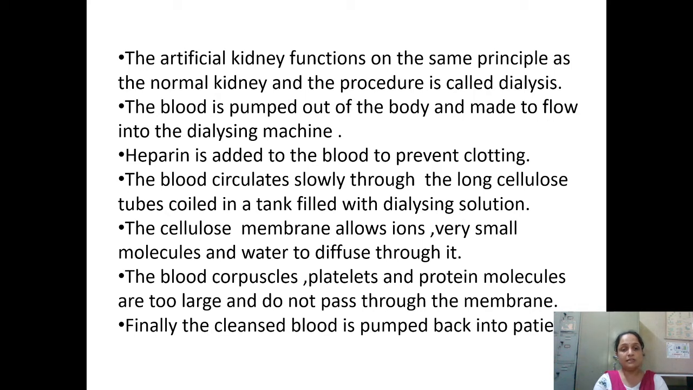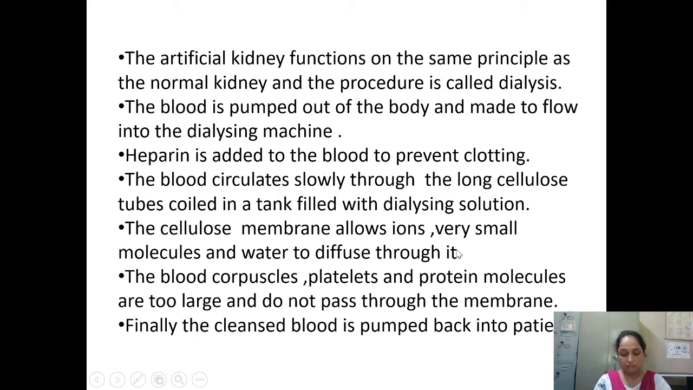The blood circulates slowly through long cellulose tubes. This is the point which you have to note down. The pipelines or tubes containing the blood outside the body are basically made of cellulose tubes coiled in a tank filled with the dialysing solution. The cellulose membrane allows ions, very small molecules and water to diffuse through it.